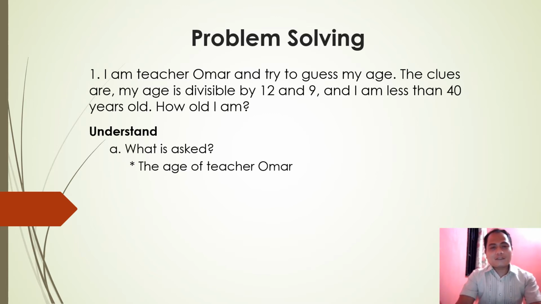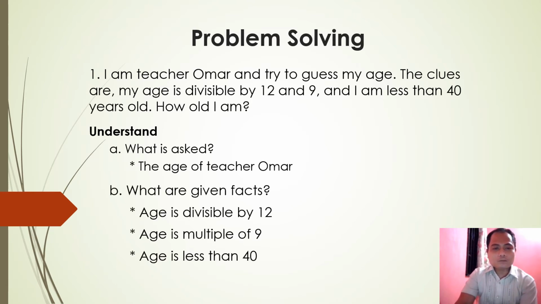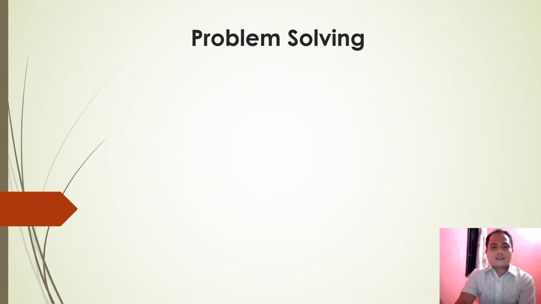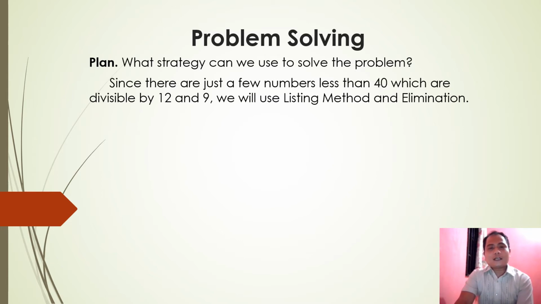Let's understand first what is asked from the problem. So we are going to find out the age of Teacher Omar, or my age. The given facts, we have the age is divisible by 12. My age is a multiple of 9, or divisible by 9. Age is less than 40. Okay. Next step, let's plan what strategy we can use to solve the problem. Since there are just a few numbers less than 40 which are divisible by 12 and 9, we will use the listing method and elimination.